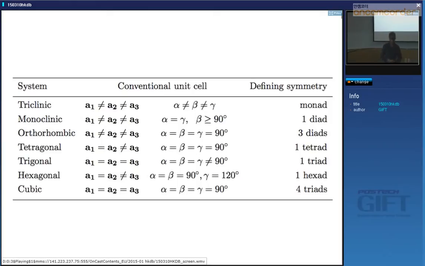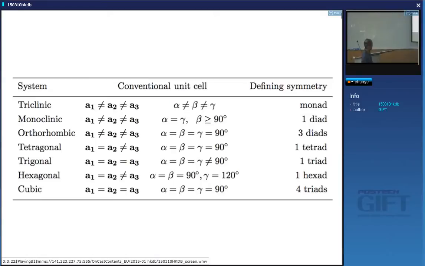So I'll start the lecture. In the last talk, I explained there are seven crystal classes written over here, cubic, hexagonal, and so on, defined by the lattice parameters and also the angles between the axes.